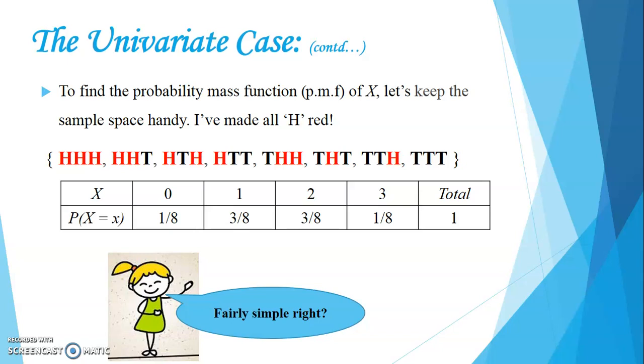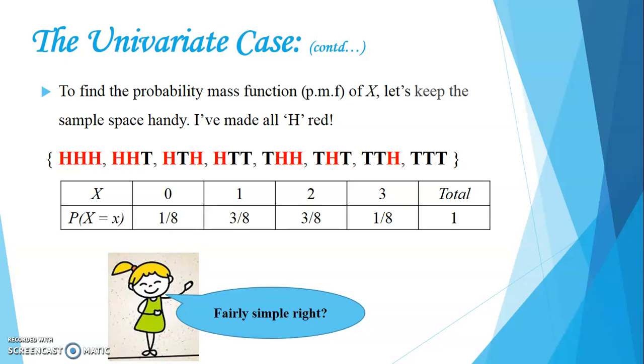Now what is meant by a PMF? It is just a list of possible values of x along with the corresponding probability values. So if we check for x equal to 0, that is no heads observed, this particular outcome is occurring only once. So the probability for that will be 1, that is the number of occurrences, divided by the total number of points in your sample space. So the probability will be 1 by 8.